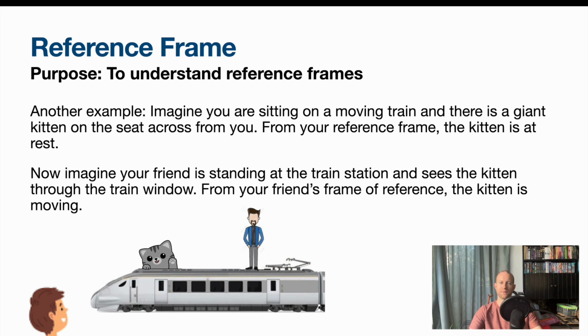These are different reference frames. Depending on your point of view, you will observe something different. Now, in both cases, the kitten's still moving, but it's just based on your perspective. So you kind of need to put yourself in a different position to be able to observe what's going on.